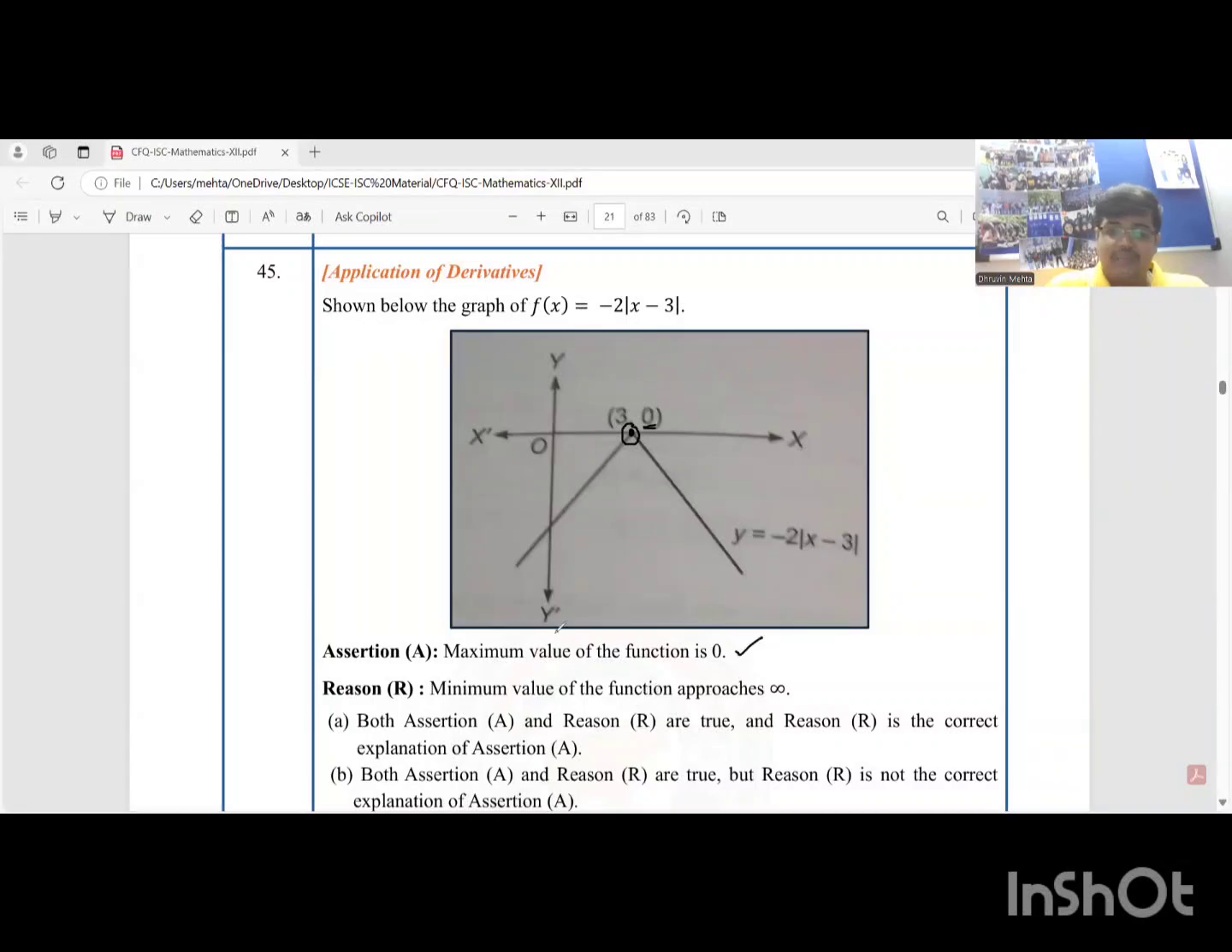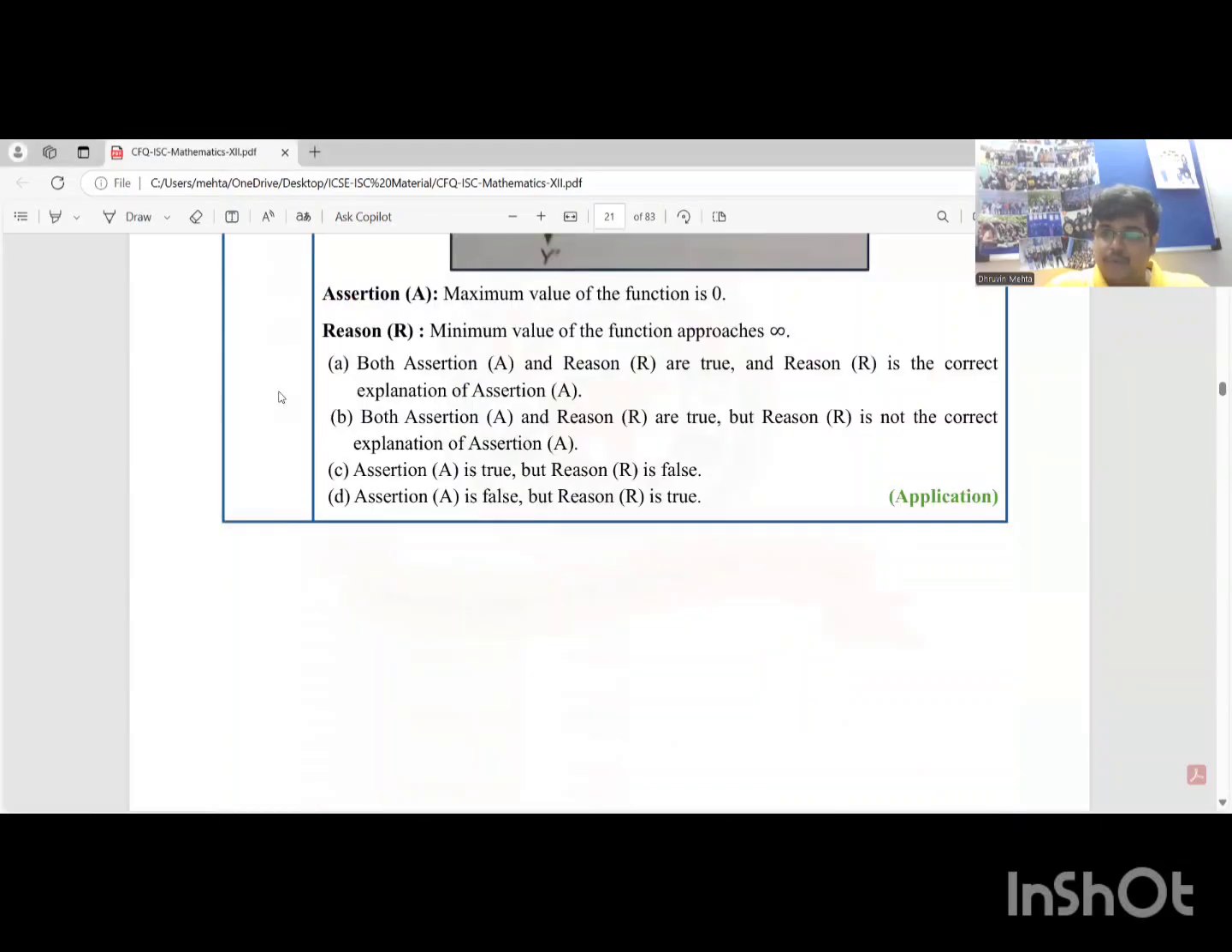About the reason, they are saying the minimum value approaches infinity. Now, you must be wondering that yes, the minimum value is approaching infinity. This will keep going on till infinity. But students, just be careful with minute details. We had one question yesterday. It had some minute details where we missed it. Over here also, it's supposed to be negative infinity, students, because it's in the negative direction. You'll have to be careful with these very minute details. So the assertion is true, reason is false, and therefore it's going to be option C. We'll proceed, students, to the next question.